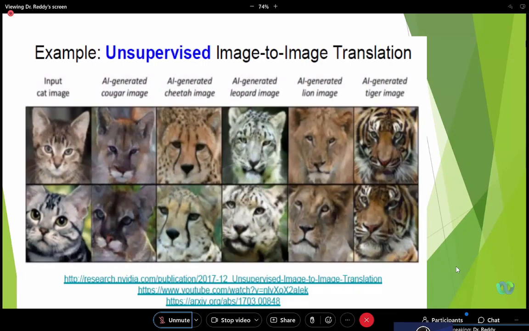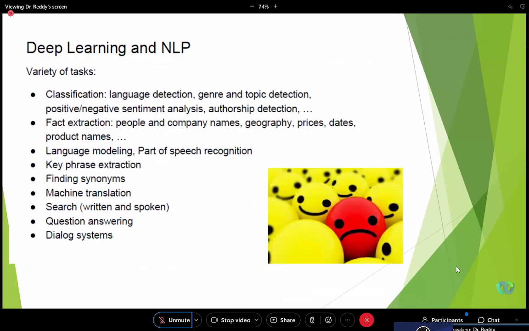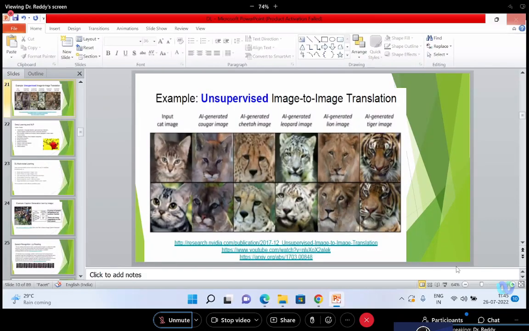Similarly, unsupervised image translation, not only the same category. If I give an input image of a cat, AI generates images of different categories but similar properties, not the same group. It's unsupervised translation we are going to have. Same image appearance for, say, cougar, cheetah, leopard, lion, tiger, but they belong to the same type of class, right? So similarly, NLP also has a lot of applications here, but that's fine because we have got the time now.